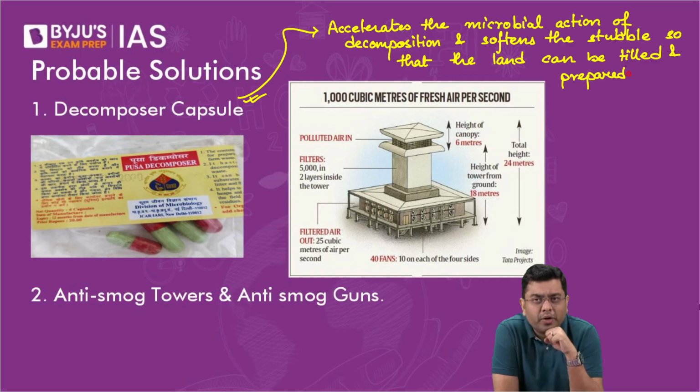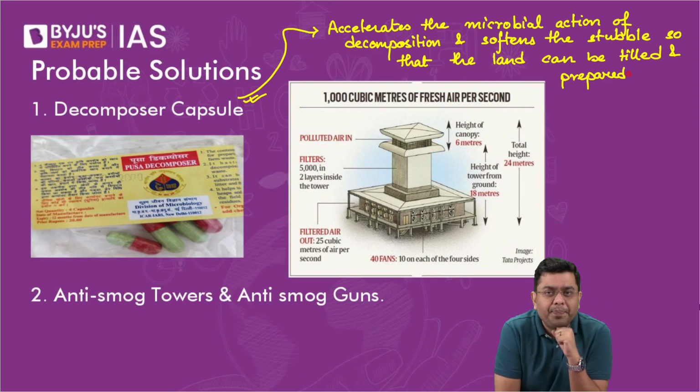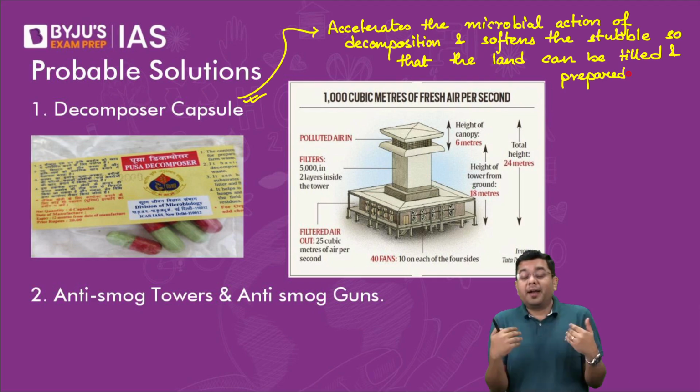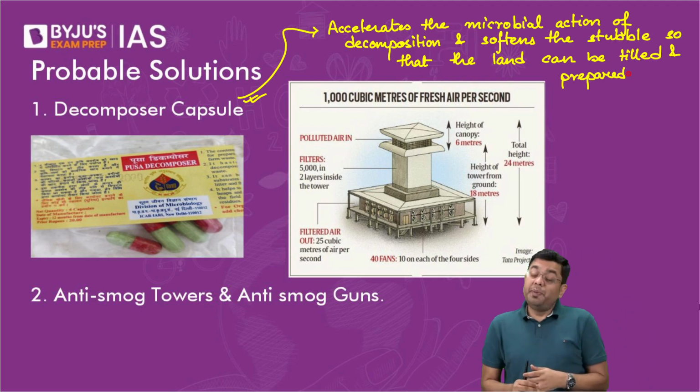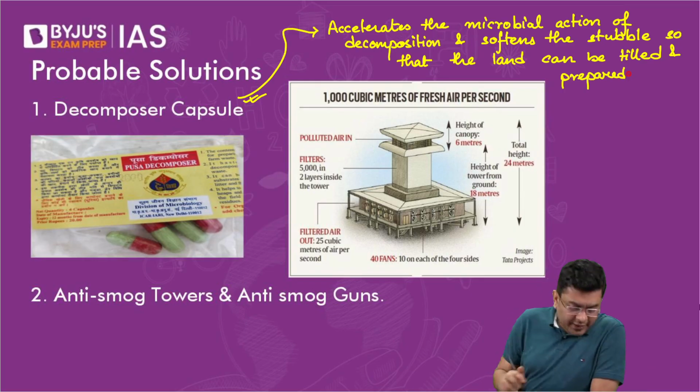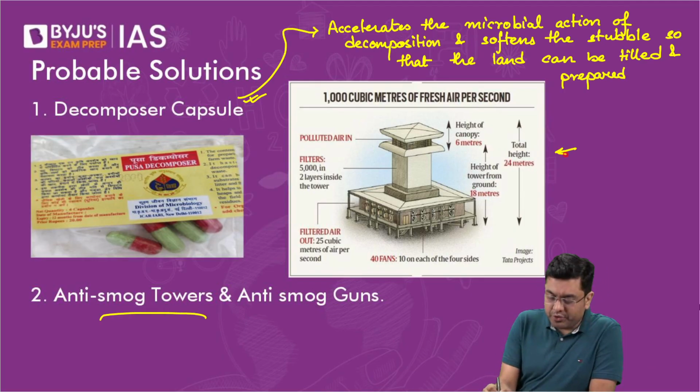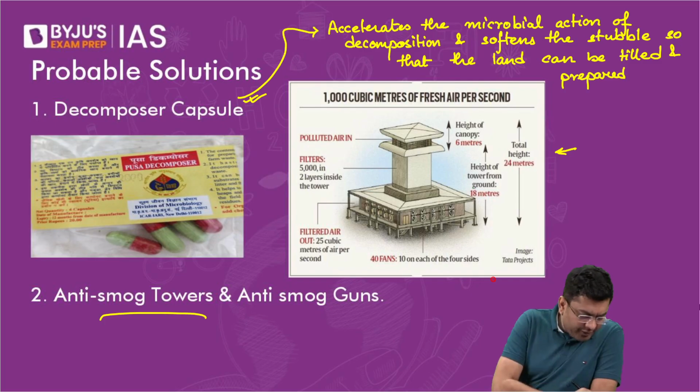Now, anti-smog towers. These were implemented on a large scale at the time of the Beijing Olympics in China. That is where India also gained inspiration that if China can do it, we should also be doing that. So basically, this is the structure of the anti-smog tower. It operates on a very simple principle. It has multiple different filters.